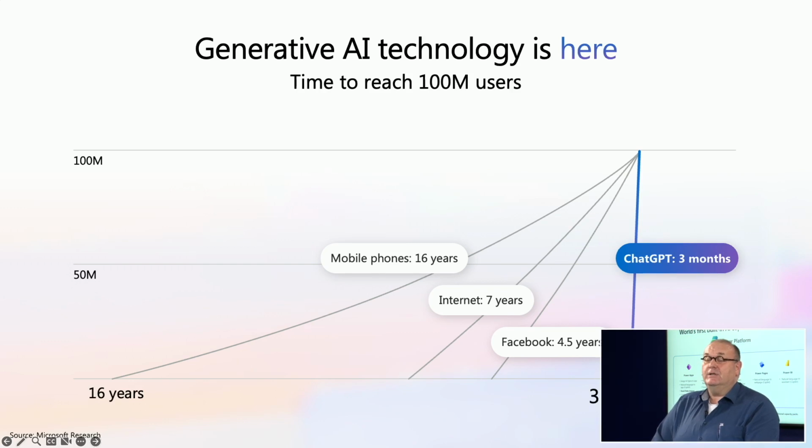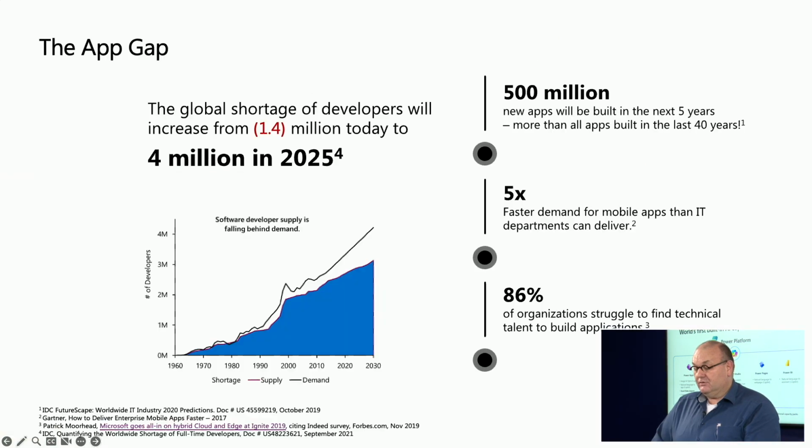That's one trend we need to address, also with low code. The other trend we need to address is the app gap. We're going to create more and more applications. We see that software is really eating the world today, and the next phase is that generative AI will eat the world today.